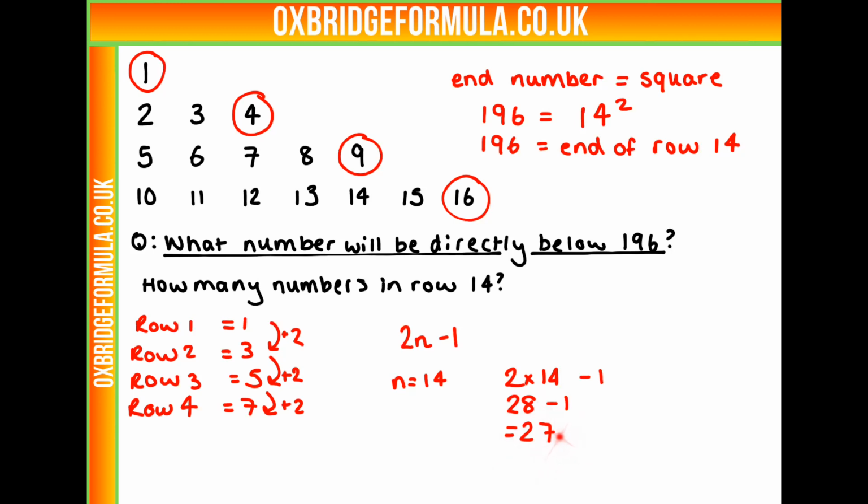So let's add that to 196 and see what number we get. We get 223, so that is going to be the number that's directly below 196 in the pattern. So our answer is F.